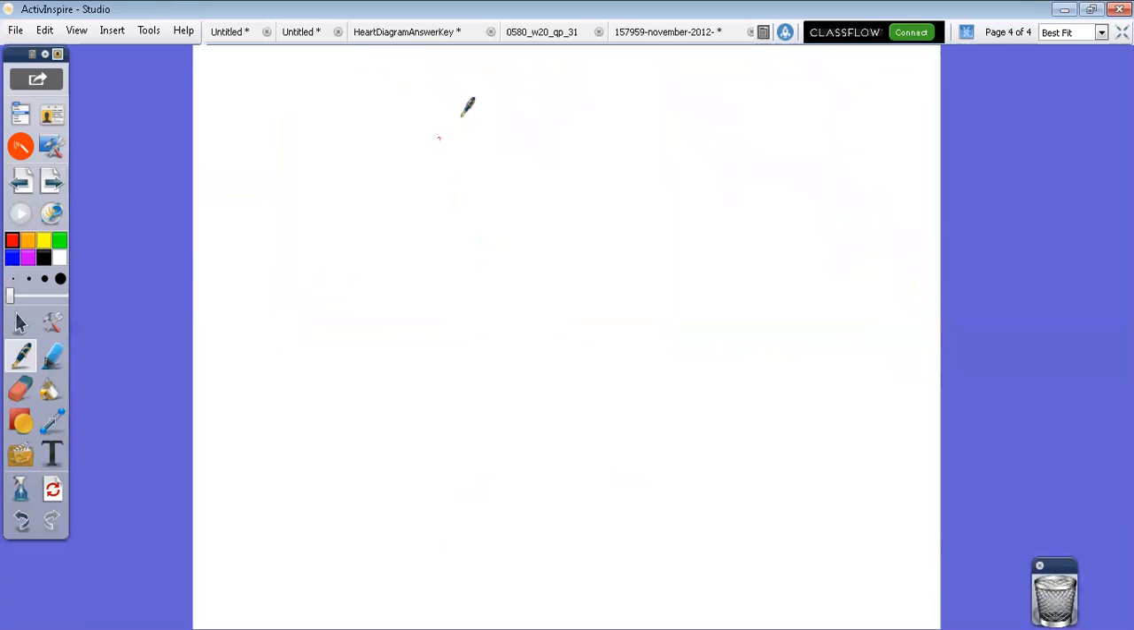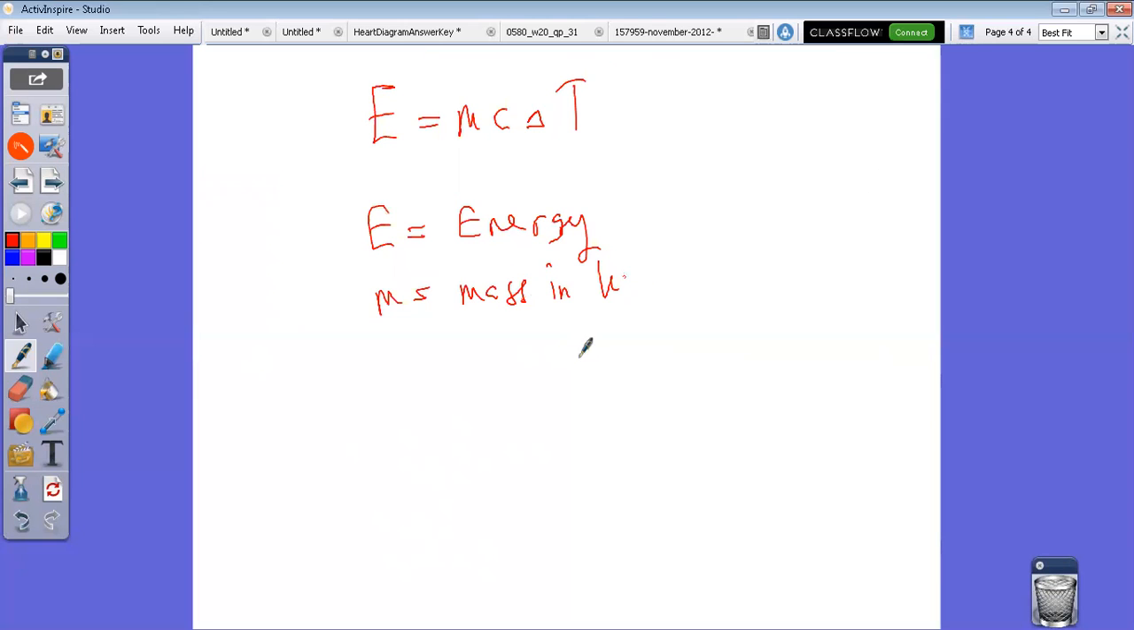Now let's look at the special formula. E is equal to mc delta T. I'll explain everything. E is the energy. M is the mass in kgs of a substance. C is the specific heat capacity. Then delta T is the temperature change.